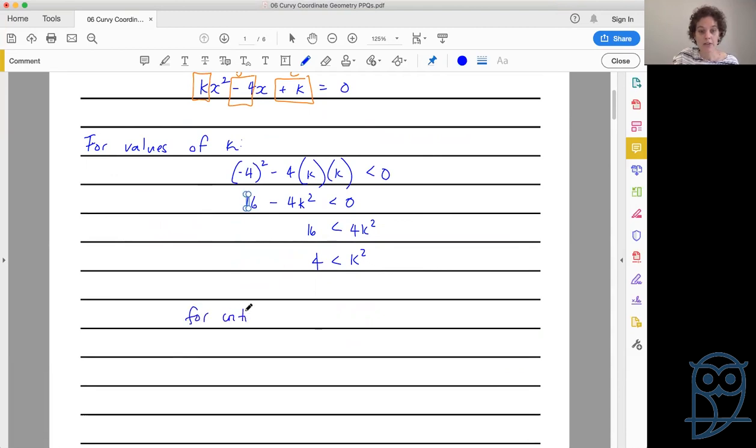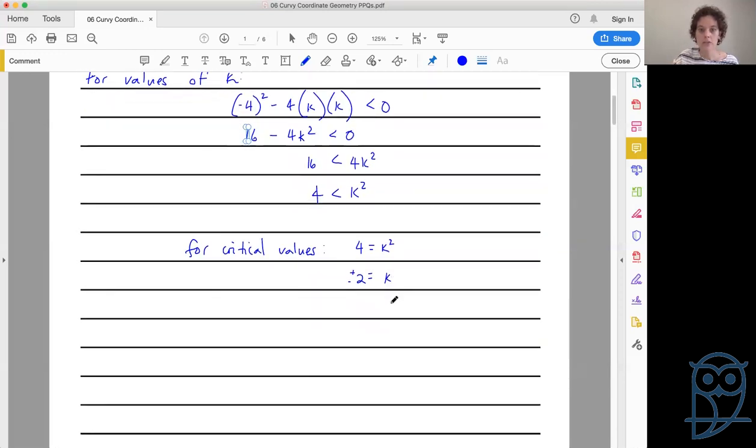For critical values, we would say 4 equals k squared in this case, k equals plus minus 2. So if we now have a think of a mini sketch, we would have minus 2 and 2. Now we've got things slightly differently because we have worked with k squared is greater than 4. We're working with square numbers here, okay?